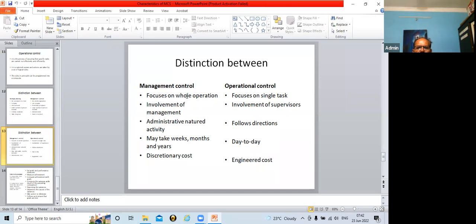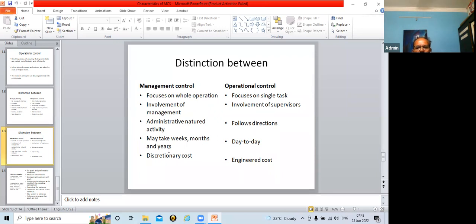Second difference: in management control there is the involvement of management, whereas in operational control there is the involvement of supervisors. Third, management control has administrative-natured activity, whereas operational control follows direction. It follows direction.